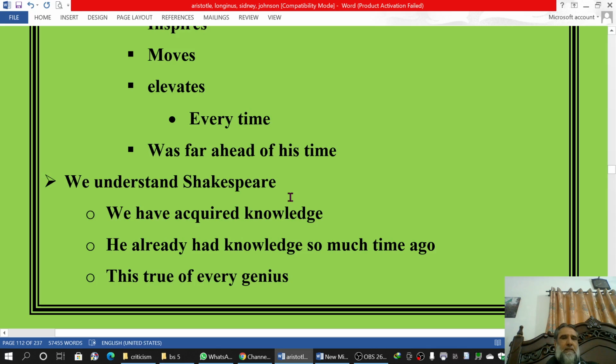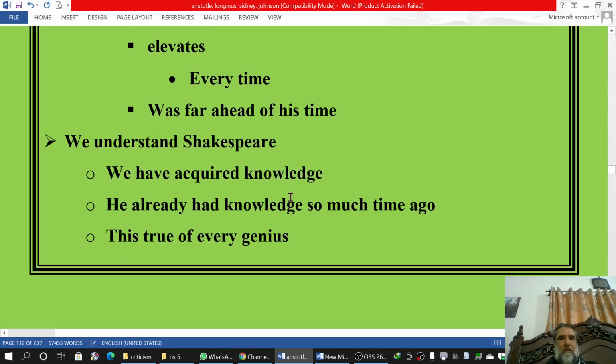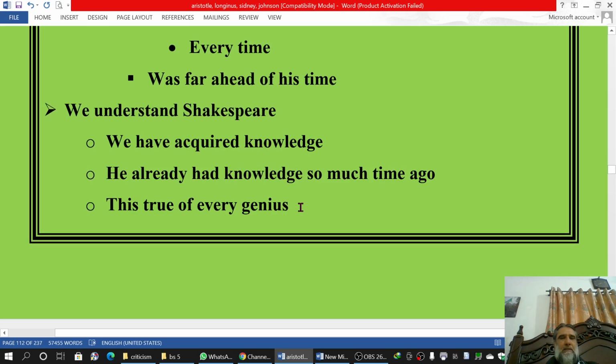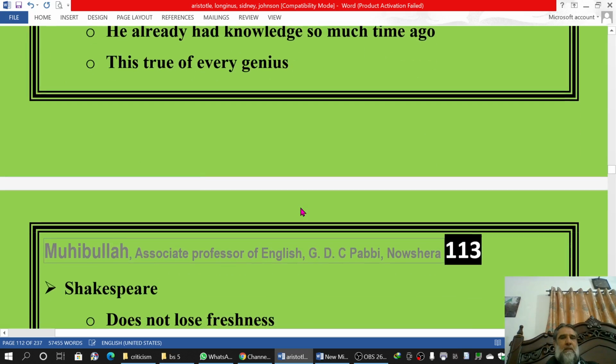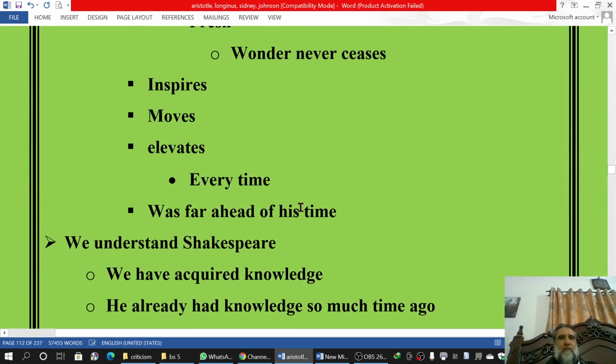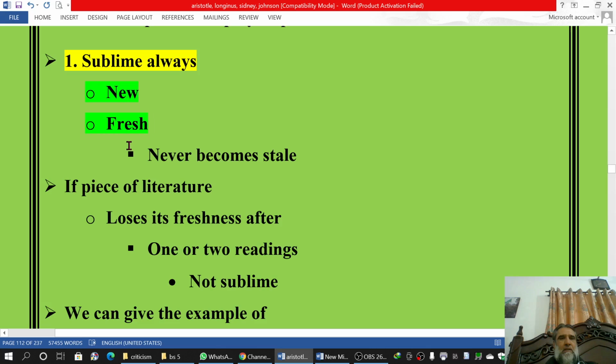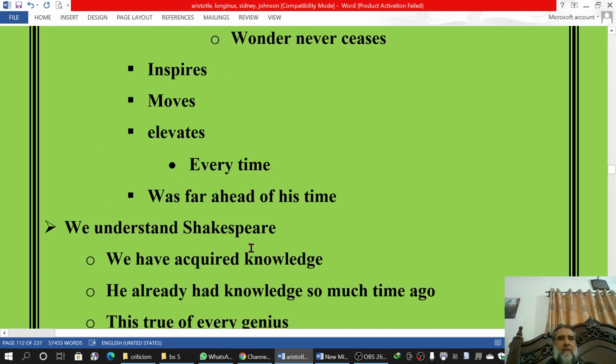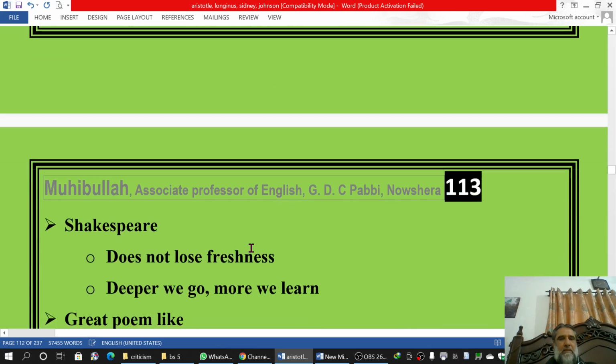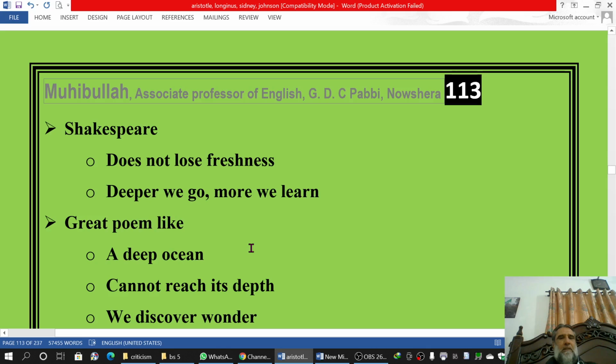If he lived in the 16th century, now you can see how many hundred years have passed, and we have now acquired knowledge and we can now understand him. This means that he already had that knowledge which we have nowadays. So he was many centuries ahead of our knowledge, and he was a true genius in this regard. So as he passes this first test, he inspires us, he moves us, elevates us, and he is always new and fresh. Whenever he is read, his dramas give pleasure, and therefore he has sublimity in him.